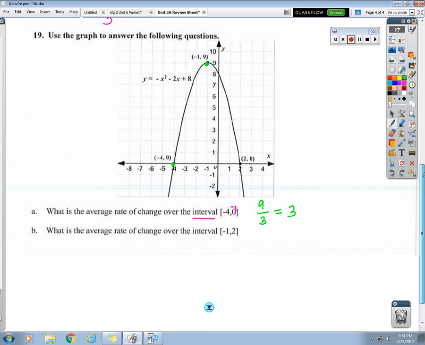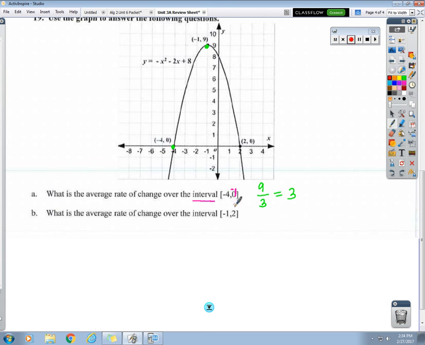Okay, now let's do B. This time they're doing the interval negative 1 to 2. So we're going to be using that point at negative 1 again, but now we're using the point at 2, which is right there. So to calculate its average rate of change, otherwise known as slope, you're going to have to go down 9, which is negative 9 because you went down 9, and then right 3, which is positive 3. So its average rate of change is a negative 3. Does that make sense?